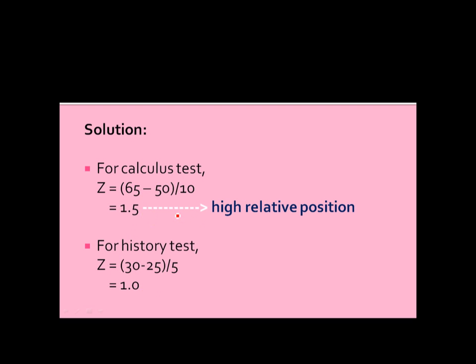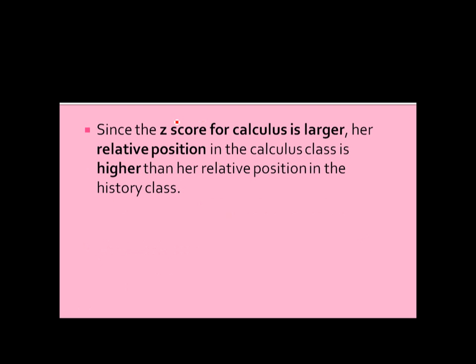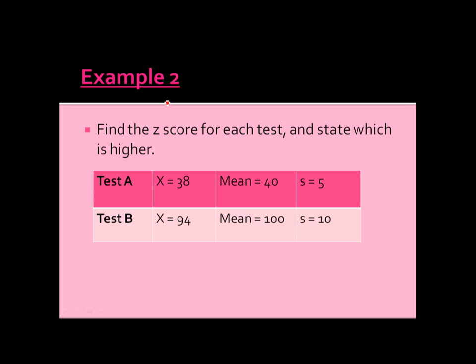From the z-score values that we got just now, we find that 1.5 is the higher relative position. Since the z-score for calculus is larger, her relative position in the calculus class is higher than her relative position in the history class. For example 2, find the z-score for each test and state which is higher.